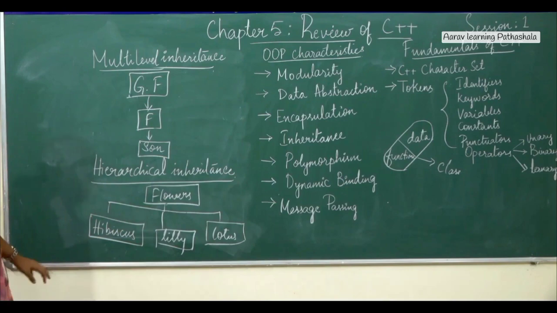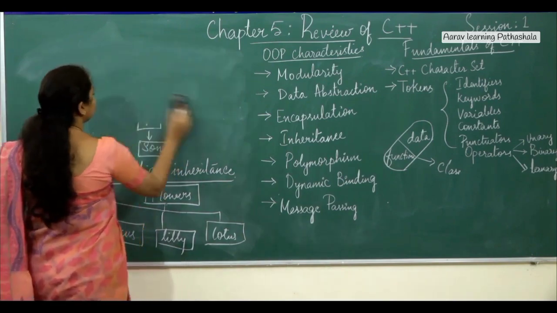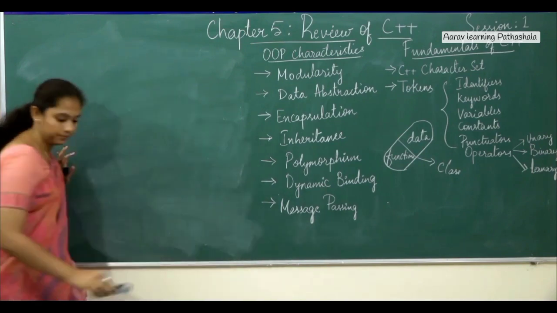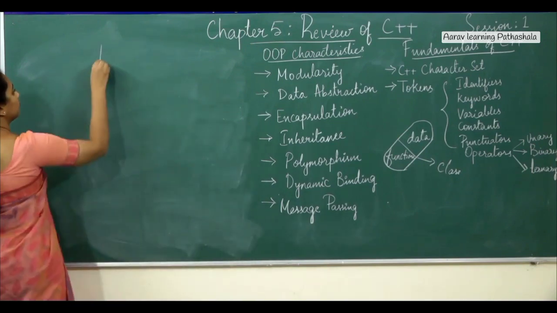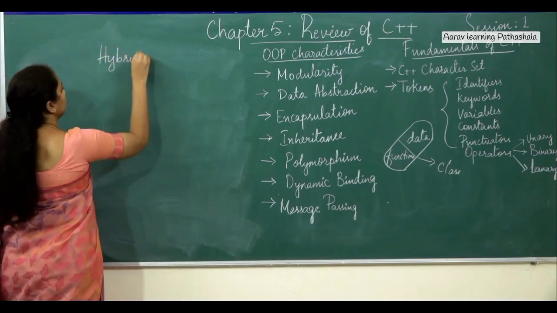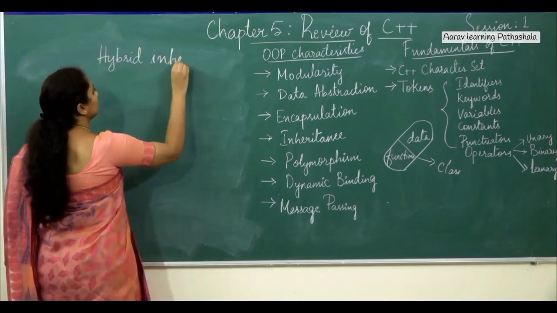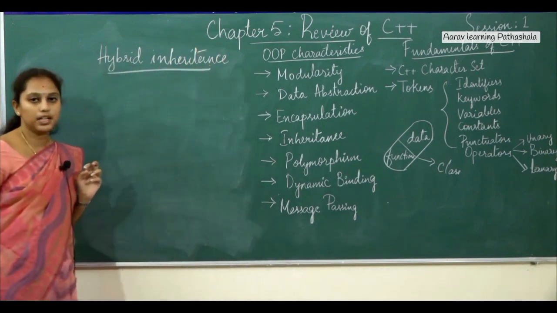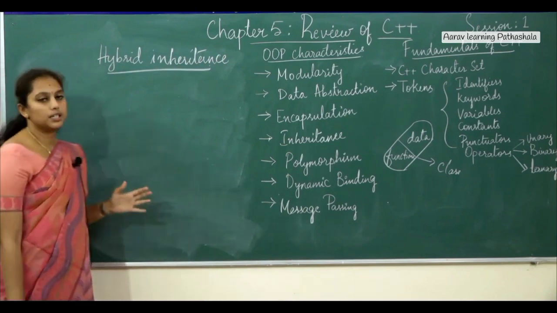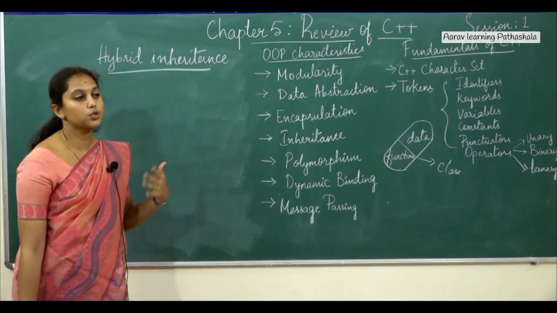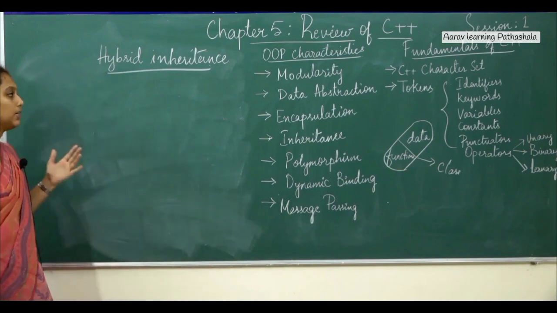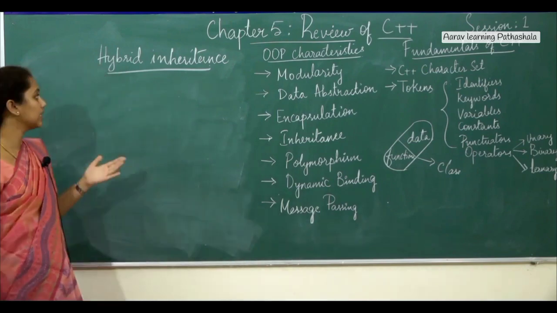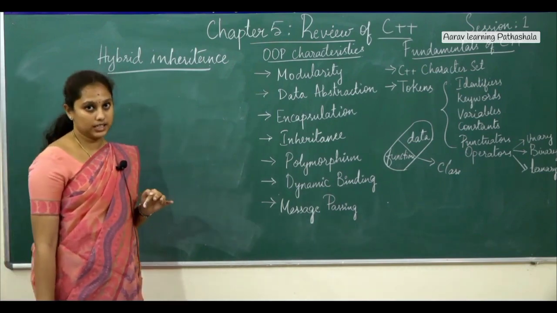And the next type of inheritance is hybrid inheritance. What is hybrid inheritance? It is a mechanism in which the program requires two or more forms of inheritance. It may be multi-level and multiple inheritance, or hierarchical and multiple inheritance.